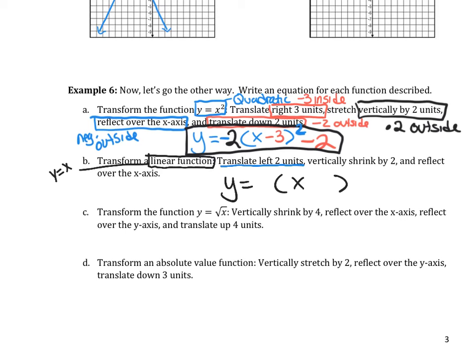Then we want to translate left 2. So we're going to add 2 inside the parentheses. So plus 2 inside. We want to vertically shrink by 2. When we shrink, remember it has to be a number that's less than 1. So multiply by 1/2 on the outside. And then reflect over the x-axis. Should be a negative on the outside, out in front of your 1/2.